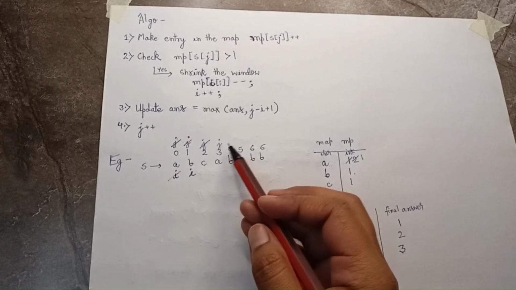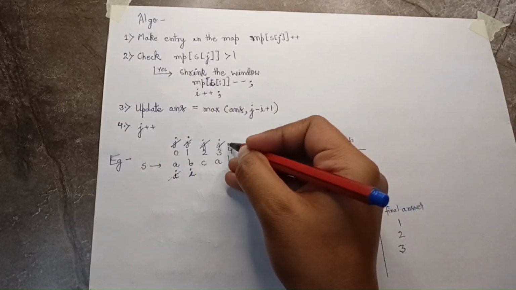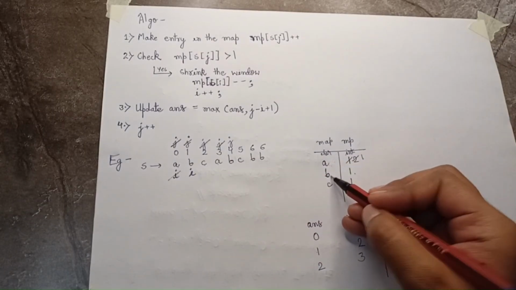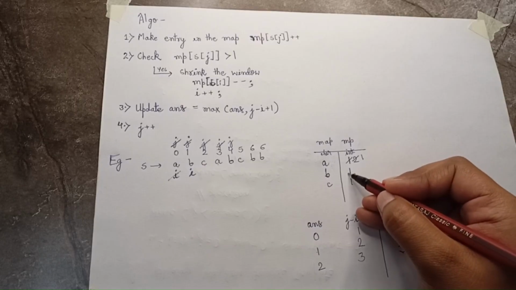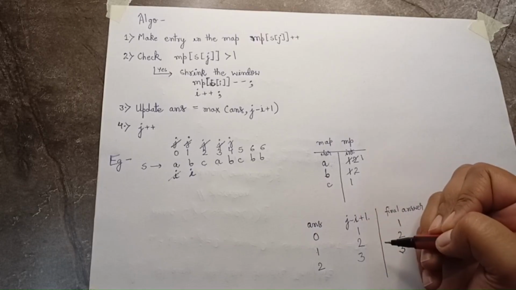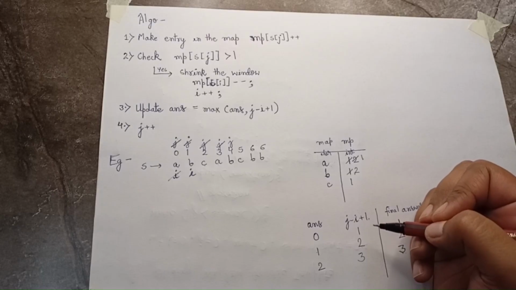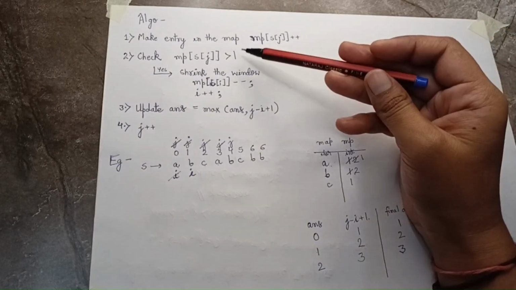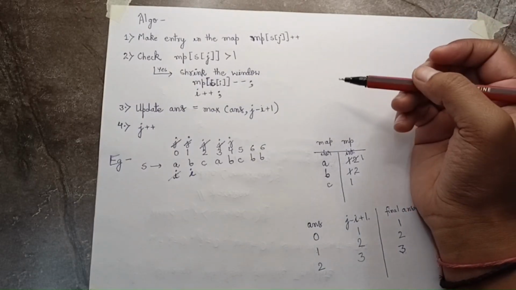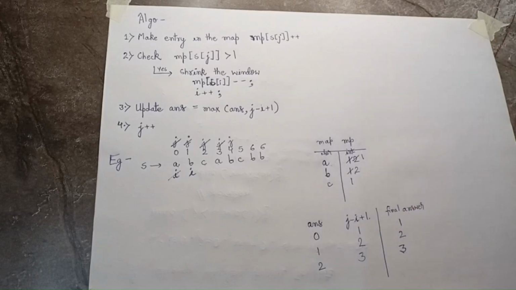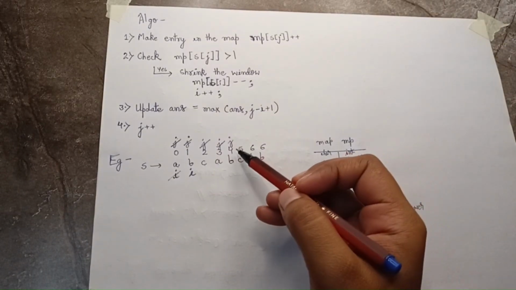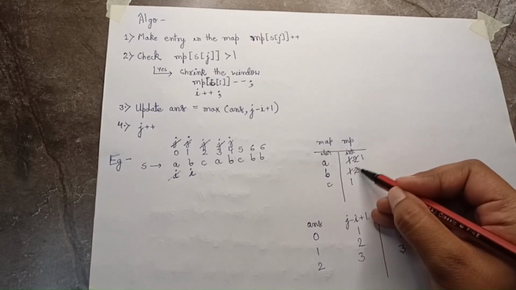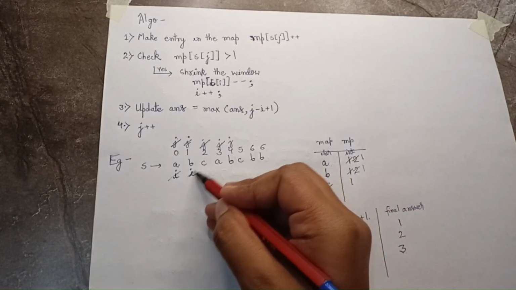Okay. So now we'll move j. Let's make the entry of it. j is at b. b now will become 2. Let's check MP of S of j. Now it is 2, which is greater than 1. So there are repeating elements. Let's shrink the window by decreasing the frequency by 1 and increasing i.